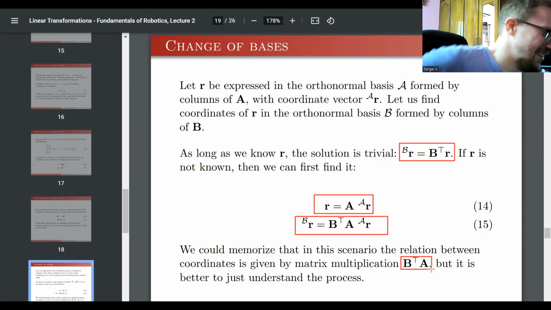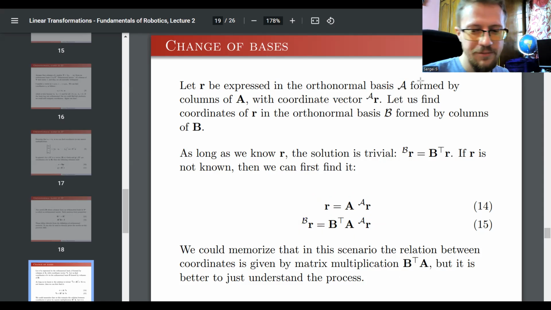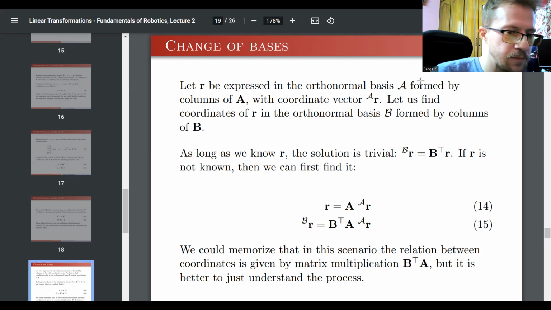Do you want to memorize this fact? Do you want to try to memorize how to transform a vector expressed in terms of coordinates of the first basis to the coordinates in terms of the second basis? No, you don't. I hope you don't, because you would mix it up. You would just mix B and A, and you would get something else. Don't memorize it. Just use reasoning. Any question about this example? No questions, right? Okay.